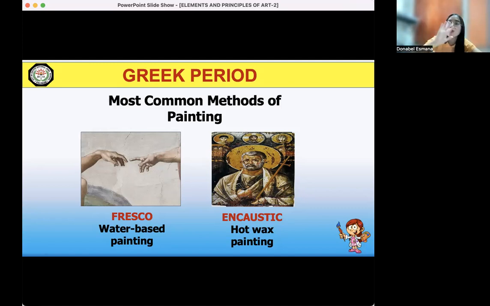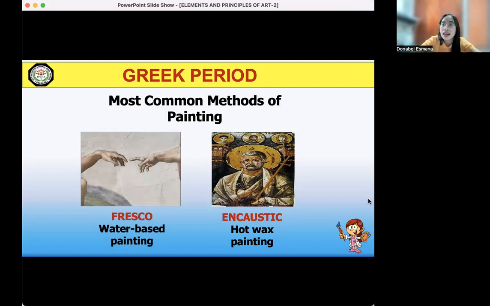Ang plaster po, ito yung wall, ito yung semento. Doon po sa wall, doon nagpipaint, and they are using dry powder pigment, at para kumulay, they are adding water. And that's what we call fresco method. All right. Now, what's the difference with the encaustic?